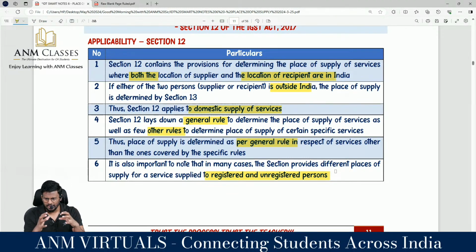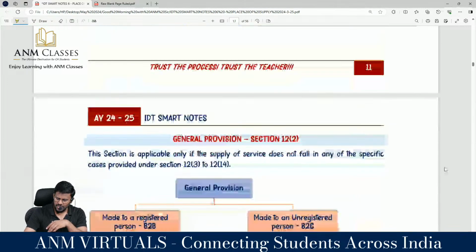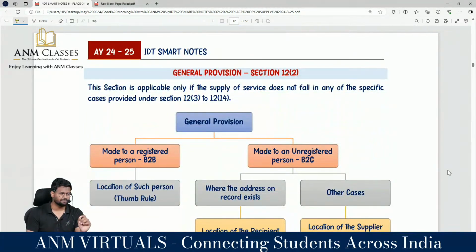We are classifying into registered person and unregistered person, but this classification we can't see in section 13, because in section 13 one of the persons is situated outside India. So there, registered and unregistered does not arise. But in section 12, since both are in India, sir, one person will be registered or unregistered. Fine, fantastic to the core.